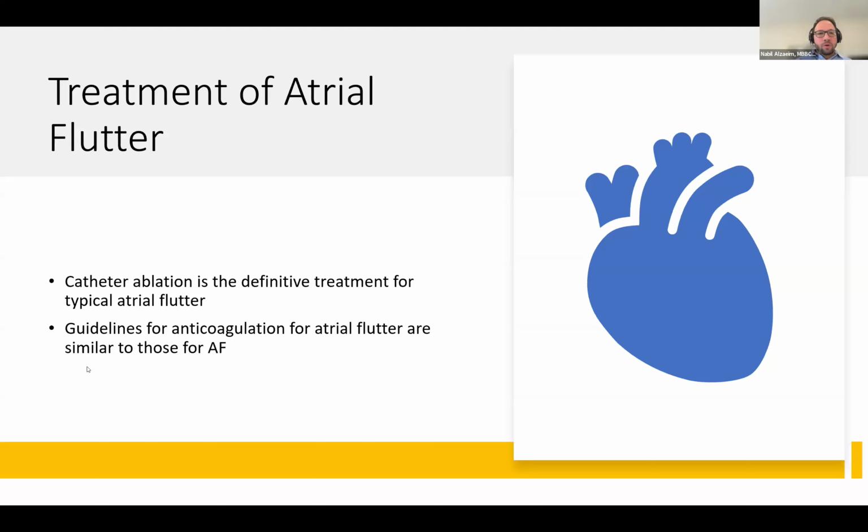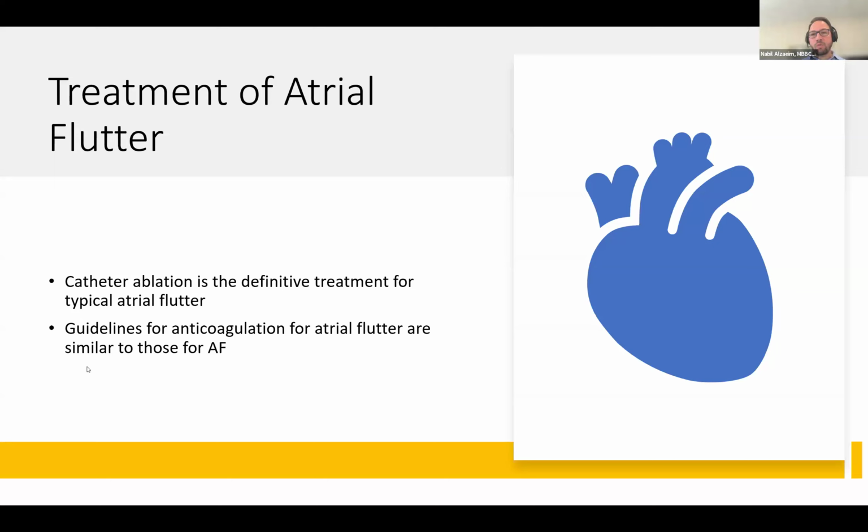Now, treatment for atrial flutter is very challenging, and it's hard to do straight rate control in atrial flutter. Catheter ablation is the definitive treatment for atrial flutter because of the very high success rate, more than 90%, even 95%, with low complication. Management of anticoagulation in the setting of chronic flutter is similar to that with AFib.